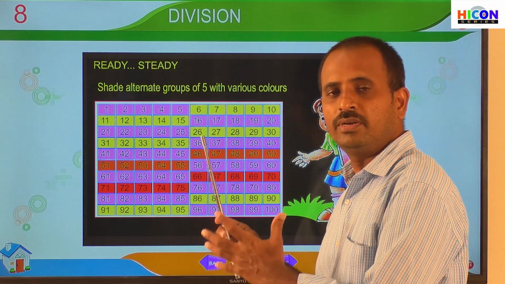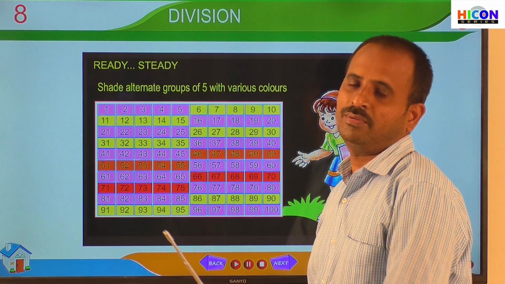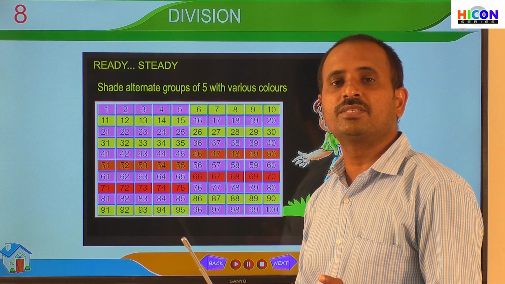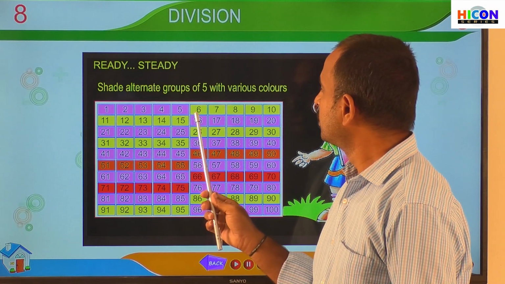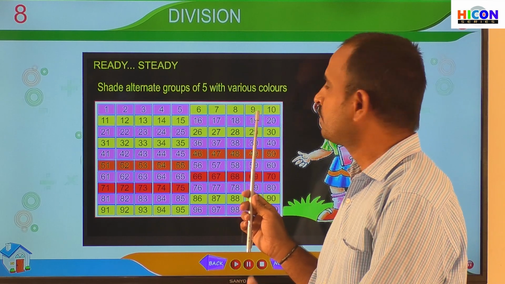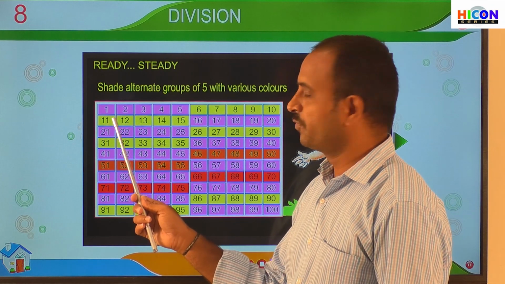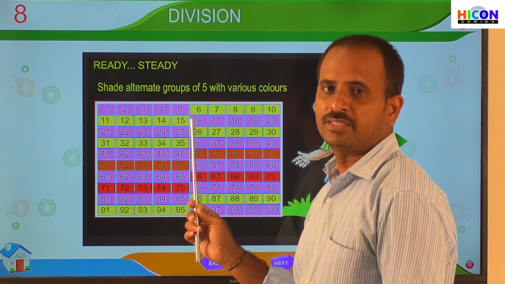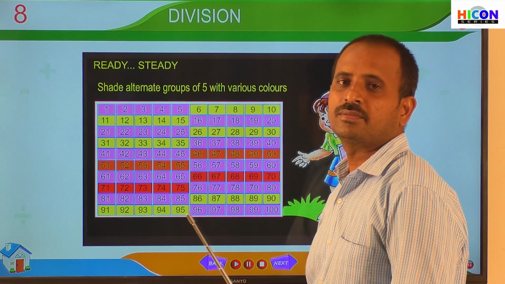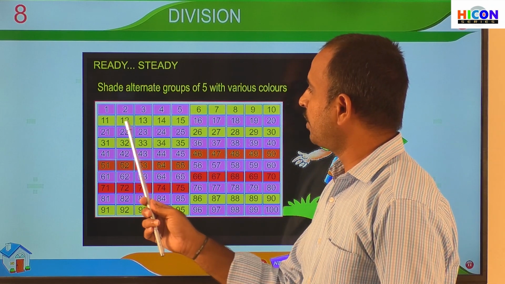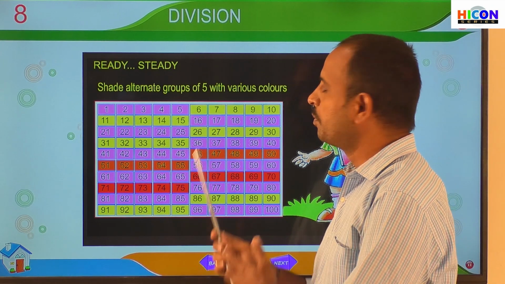That means we have to divide the whole 100 numbers into groups of 5. We have to make 5 numbers into one group, and give various colors to each group. So 6 to 10 is another group of 5, and we have given yellow color. And we have grouped from 11 to 15. This is another group of 5 because in each group there are 5 numbers, and we have given various colors for each group of 5.